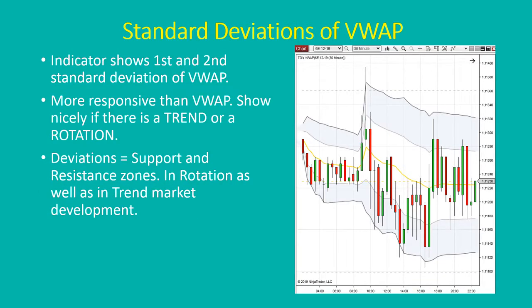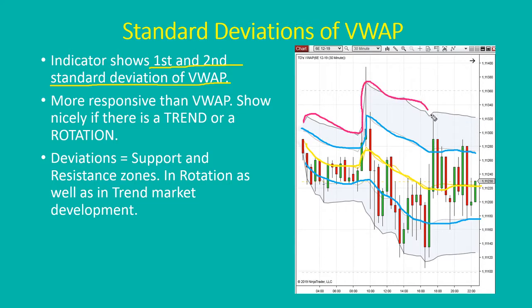This is how my indicator actually looks. It not only shows the yellow line, which is the VWAP. This is the yellow line, this is the VWAP. But the indicator also shows the first and second standard deviation of VWAP. This is the first deviation, this line, and also this line. And the second deviation is this line. All right, those are deviations from the VWAP.